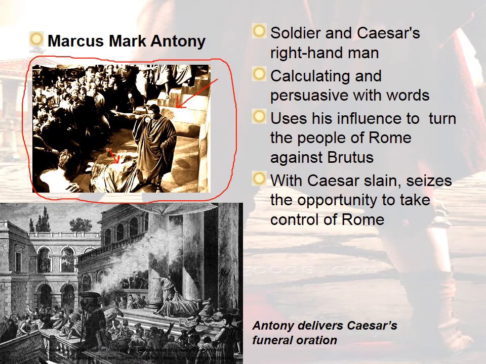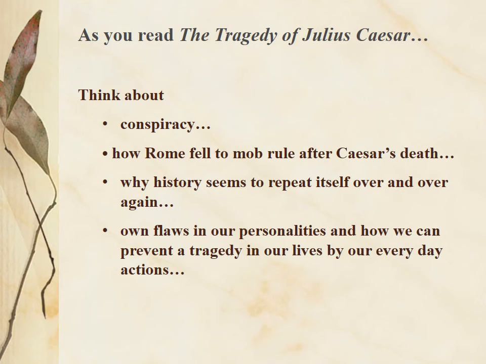So Antony was a soldier and Caesar's right-hand man. He was a calculating and persuasive person with his words, and he uses his influence to turn the people of Rome against Brutus. So with Caesar slain, he then seizes the opportunity to take control of Rome. So those are some of the main characters in this play.